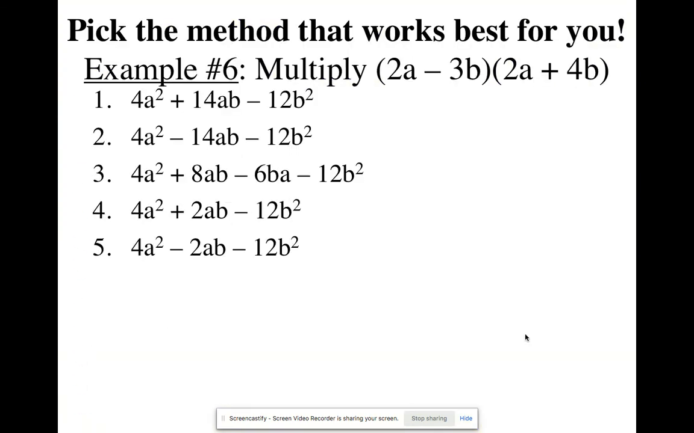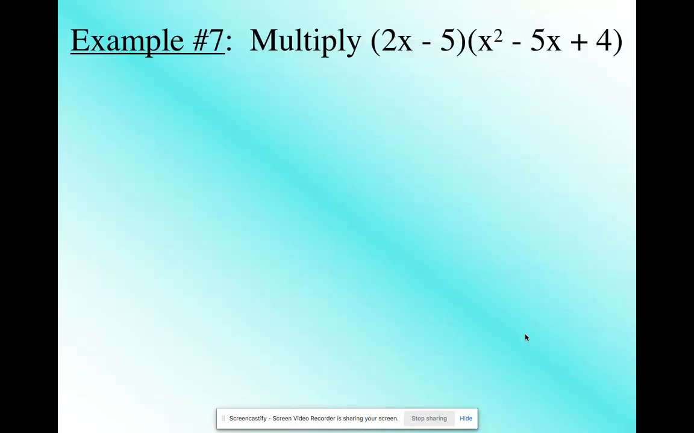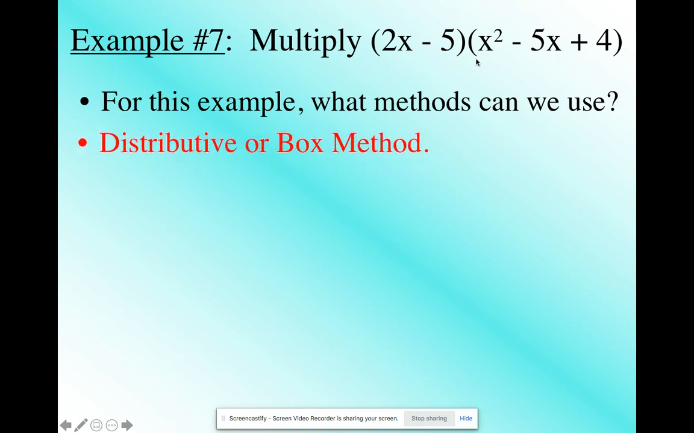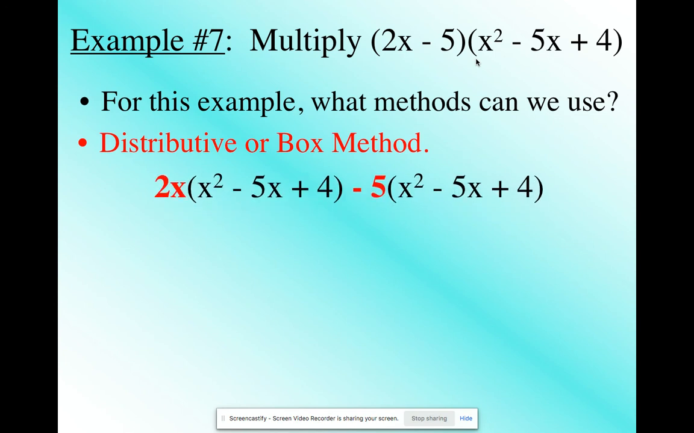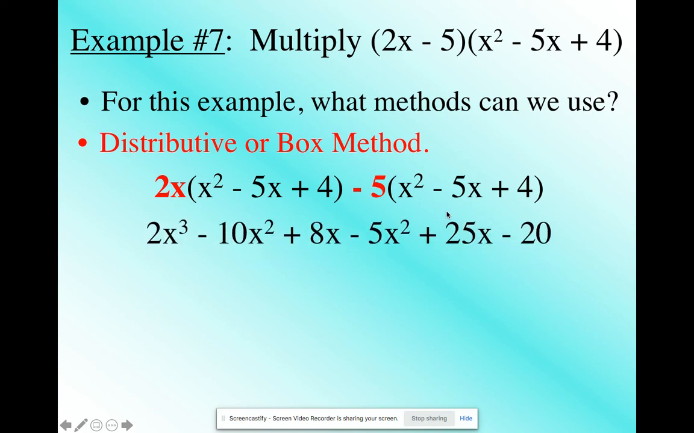But then you're going to have things like this, where you have multiple binomials. This is actually three, because you can split up x squared minus 5x plus 4 into two of them. The methods we can use for this are the distributive property or the box method. The distributive property looks like this: you take the first piece and multiply it to the whole other binomial, and then you take negative 5 and multiply it to the other binomial. So you end up like this.